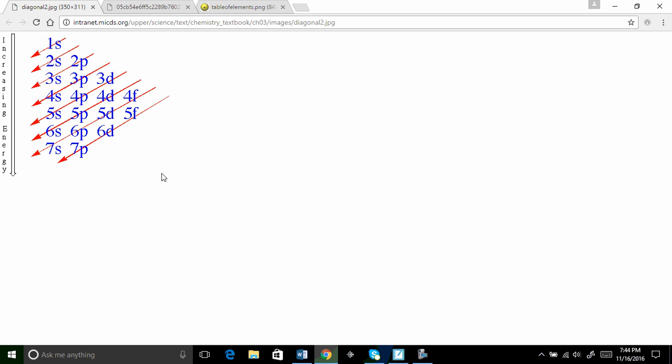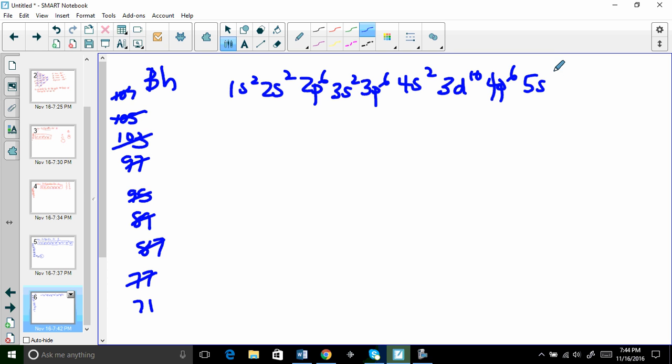What fills after 4p? 5s. S orbitals hold 2. 71 minus 2 is 69. I'm going to actually come up here with the 69. Let me grab the eraser so I don't lose track of where I am. Okay, so now we just finished filling 5s.